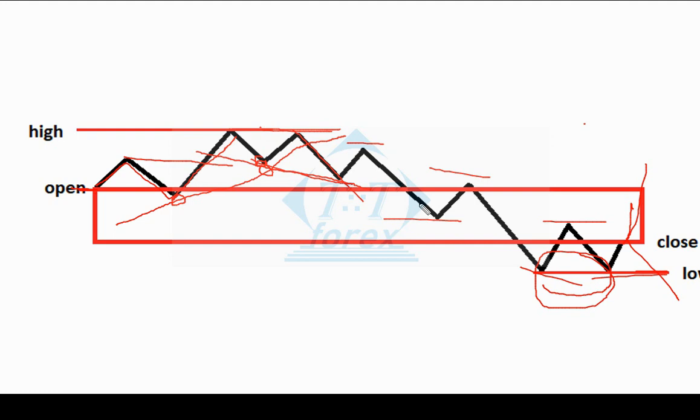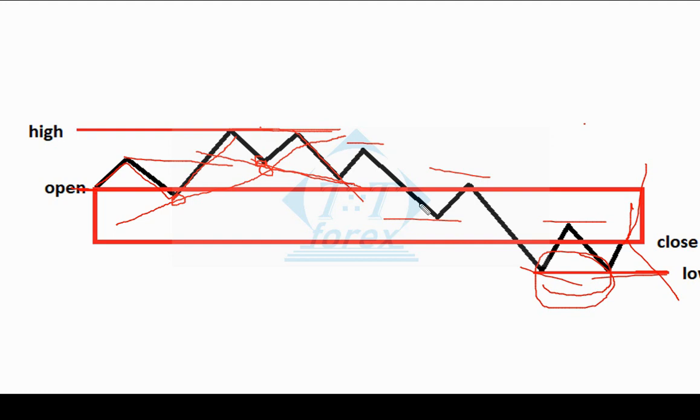We are going to look more into the specific candlesticks, the hammers, the shooting stars, the marubozus, and whatnot. But for this video, we were looking at the basic candlesticks as we know them.